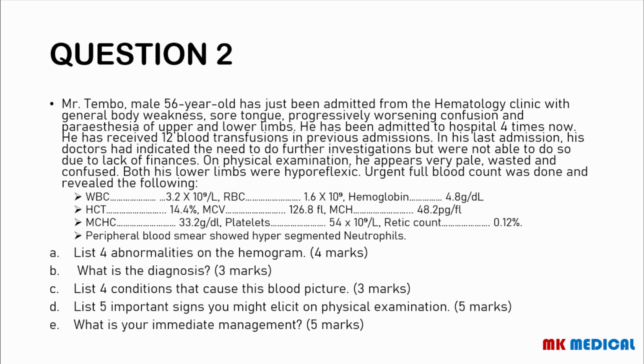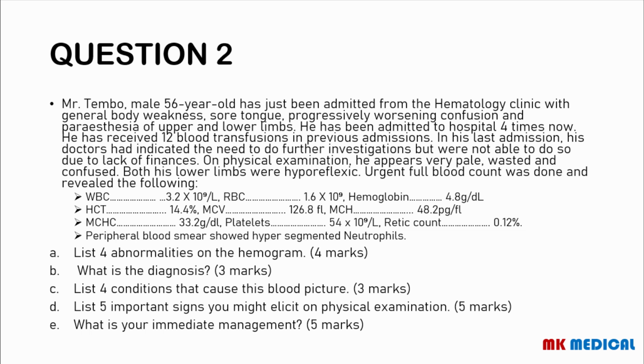Hematocrit was 14.4. MCV was 126.8. MCH was 48.2. MCHC was 33.2. Platelets were 54. And reticulocyte count was 0.12. Peripheral blood smear showed hypersegmented neutrophils. What a mouthful of a question. So part A, list 4 abnormalities on the hemogram.